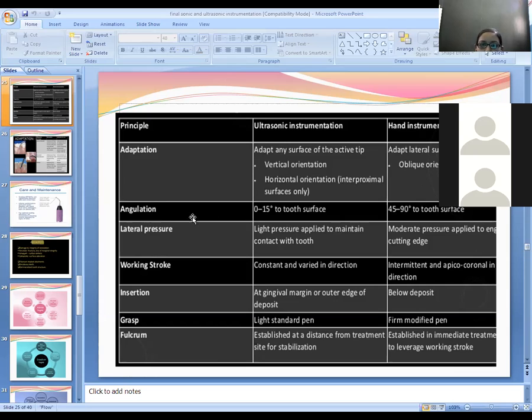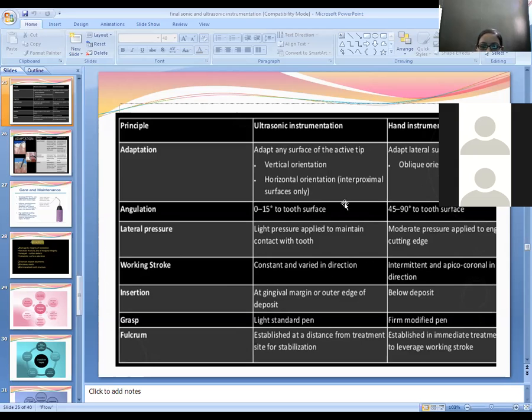What is the angulation for the ultrasonic scaling? It should range from 0 to 15 degrees to the tooth surface, while in the hand instrument it should be 45 to 90 degrees to the tooth surface, which is used for the scaling. Then, what is the difference in lateral pressure in both types? In ultrasonic scaling, a light lateral pressure is applied to maintain contact with the tooth, while in hand scaling, a moderate pressure is applied to engage the cutting edge.